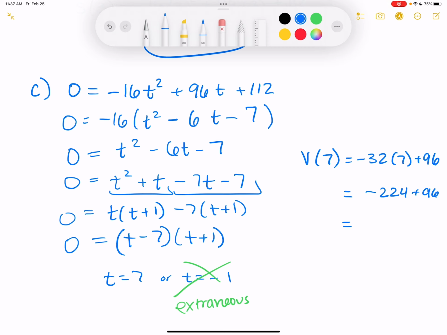It's like 128. 128. It's a negative 128. Feet per second. So that's the velocity when position is equal to 0. It's a little weird to think that the position is 0 and it's like negative velocity. That's weird. Yeah. But such is life.